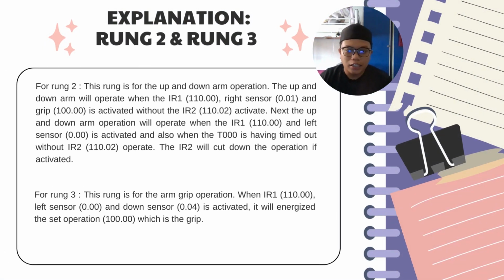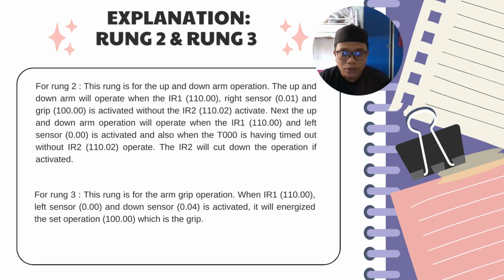Okay, next is the explanation for rung 2 and rung 3. For rung 2, this rung is for the operation of the up and down arm. The up and down will operate when the IR1 110.00 and right sensor 0.01 and also grip 100.00 is activated without the IR2 110.02 activate.